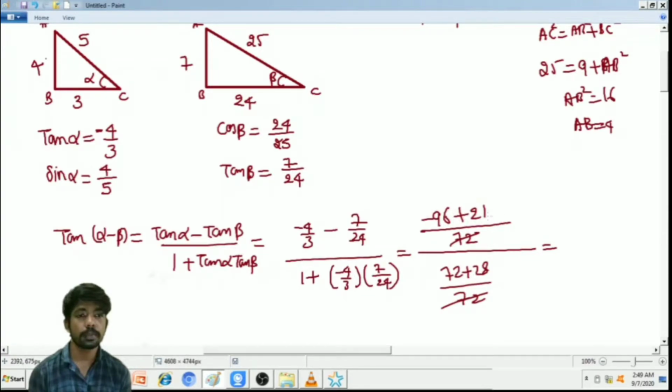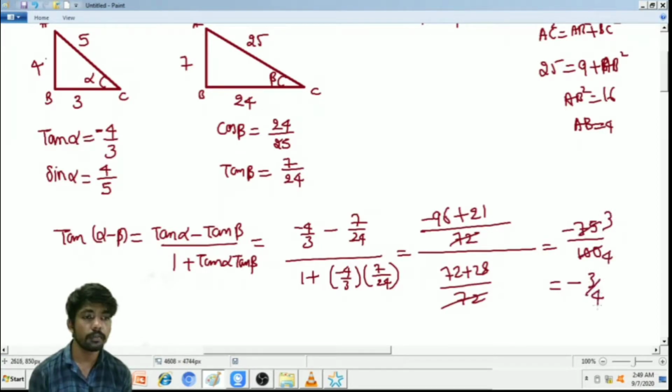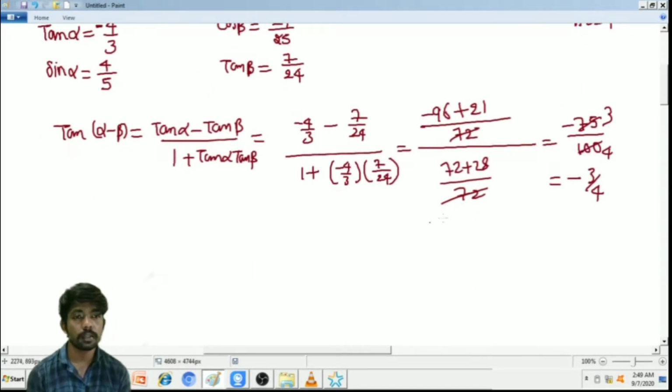and if you subtract this, 75 minus 75, and this is addition, 100, and from here we can write it as minus 25 by 25 fourths, minus 3 by 4, and so we can write tan of alpha minus beta is equal to minus 3 by 4. This is the first solution.